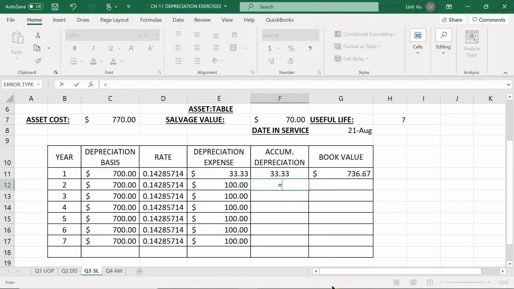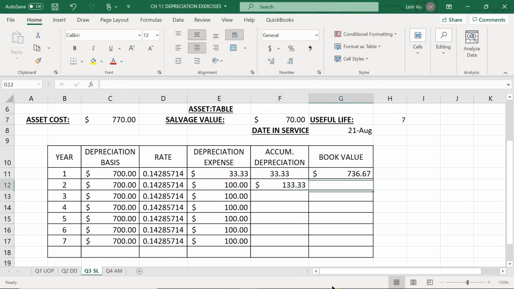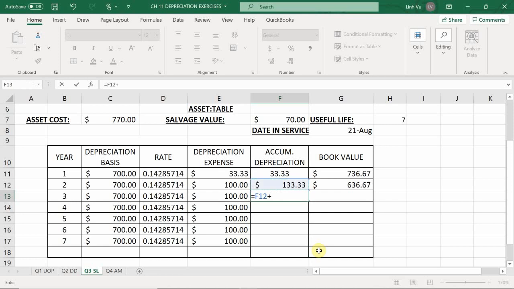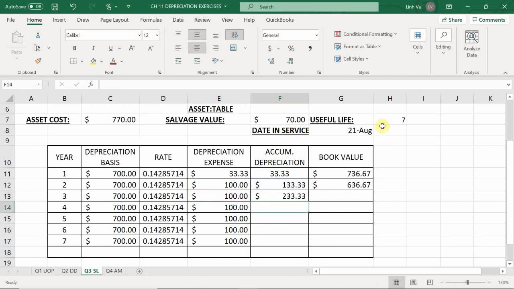In this case, 100 plus 33.33 gives you 133.33, which then brings your book value down to 636.67. Same thing for year 3. If I add another 100, it's going to be 233.33, which is going to bring my book value down to 536.67. Okay, and so on and so forth.